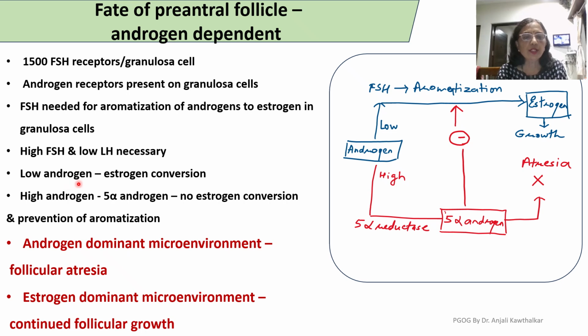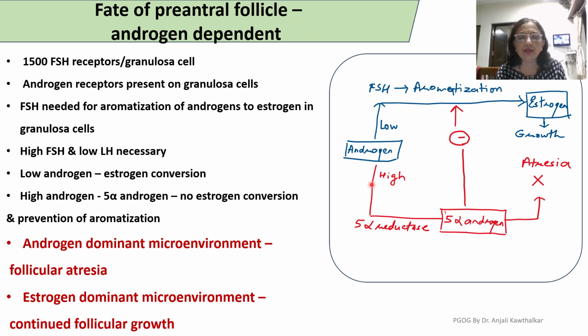Now, whenever a low level of androgen is present, the androgen is getting converted to estrogen. But if androgen production in the granulosa cell is high, then instead of going for aromatization and estrogen formation, it gets converted to 5-alpha androgen by the action of the enzyme called 5-alpha reductase. This 5-alpha androgen prevents aromatization, and second, it does not go for further growth, it goes for atresia.